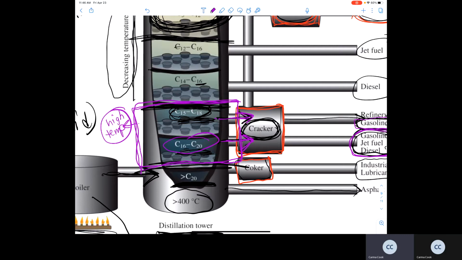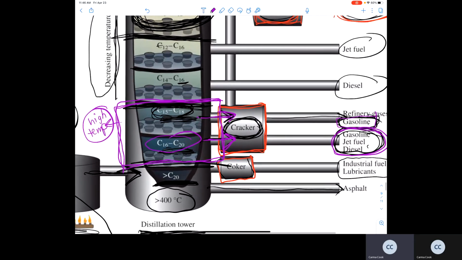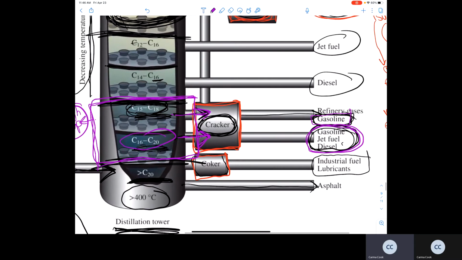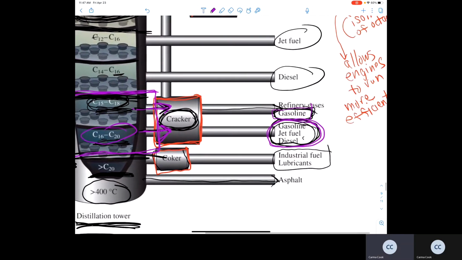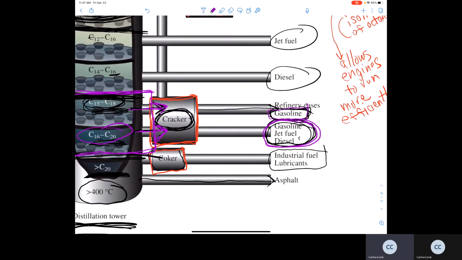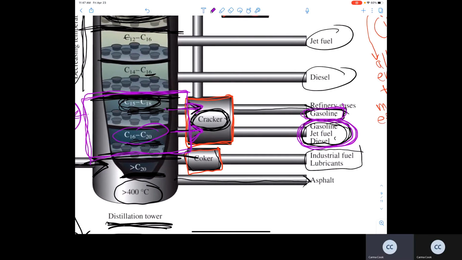And so therefore, going through the cracker device will crack or break up those large molar mass fractions that have between 15 and 18 or between 16 and 20 carbons into smaller hydrocarbons. And therefore, the refinery is able to make even more gasoline and jet fuel and diesel fuel from these higher molar mass fractions.